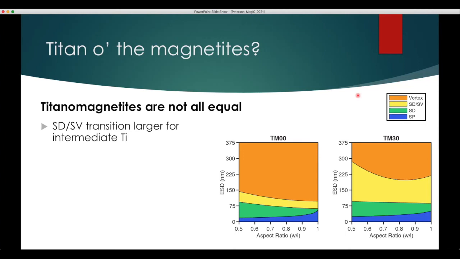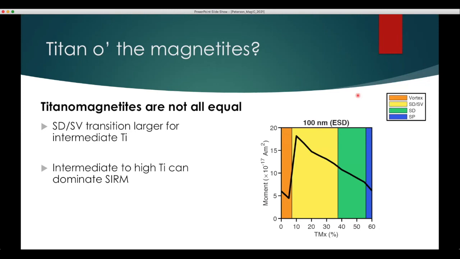So after that sort of whirlwind roundup of titanomagnetite properties, I guess one of the key questions that we're all kind of interested in is what is the Titan of the magnetites? And I think the takeaway message from all of this is that titanomagnetites are not all equal. The transition zone between single domain and single vortex changes as a function of composition and grain morphology. And it's much larger for these intermediate titanium compositions. And that might indicate that they are much less stable magnetic carriers.